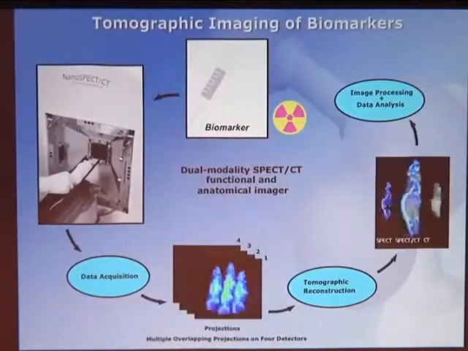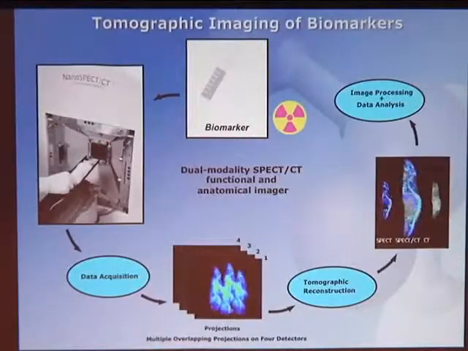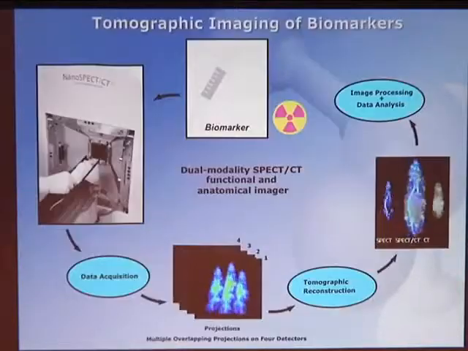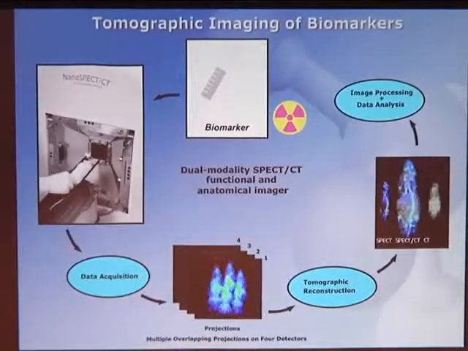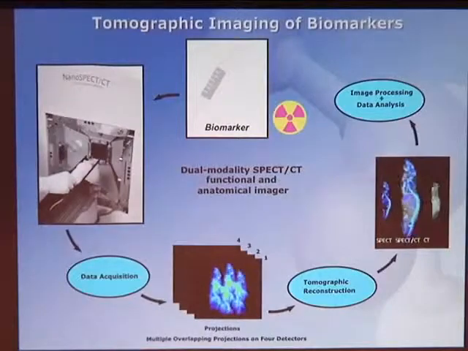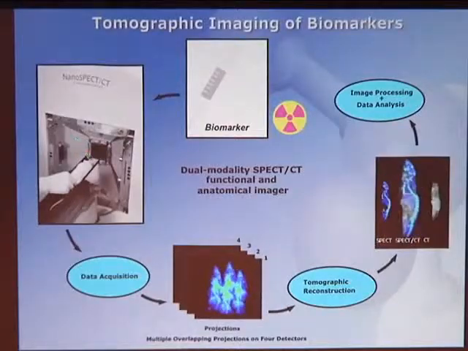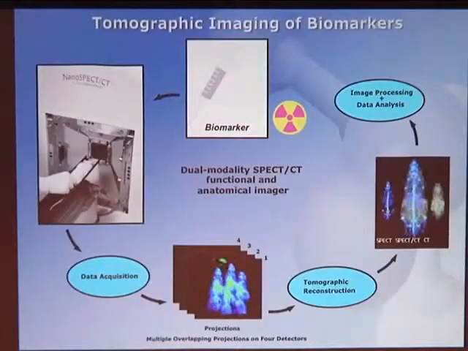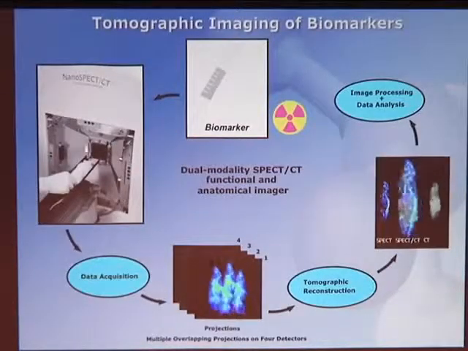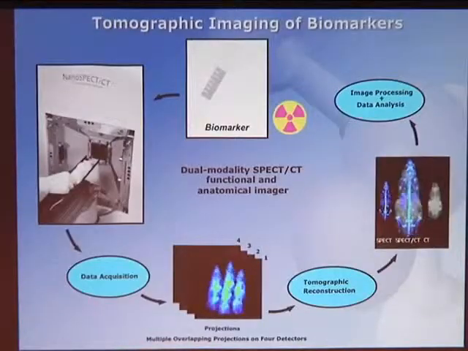But we do make pictures, and I just wanted to show you some images of a mouse and a rat, and these are at relative scale. So that's a big mouse. That's a 30-gram mouse, the biggest mouse I've ever seen, and an almost 400-gram rat. And this is the relative scale. The gray scale is the CT image, and then the color scale is our functional tracer that we're interested in.